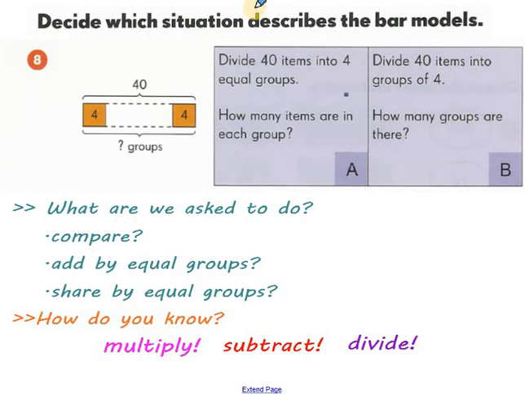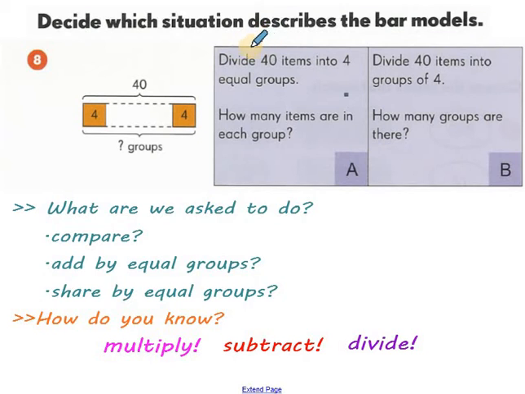Decide which situation describes the bar models. So here in number 8, I can see that there are 2 boxes, 1 on each side, and there's something missing between them. Above it, I can see that whatever is there, all in all, will be 40. So the whole is 40. And then the question underneath says, how many groups? I know that these 2 squares are going to have 4s in them. So I know that there will probably be more 4s in here. I just don't know how many yet.